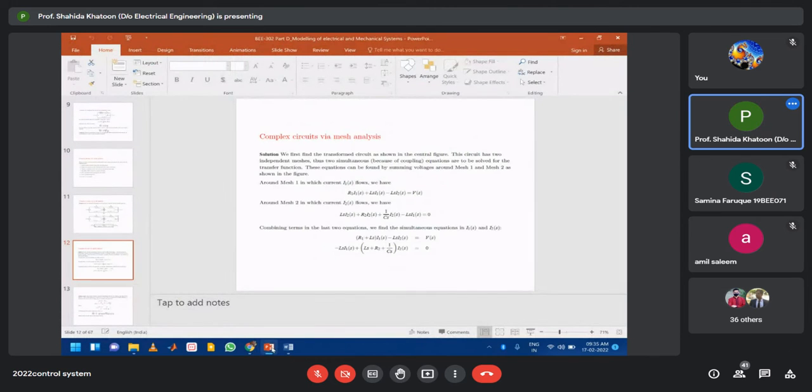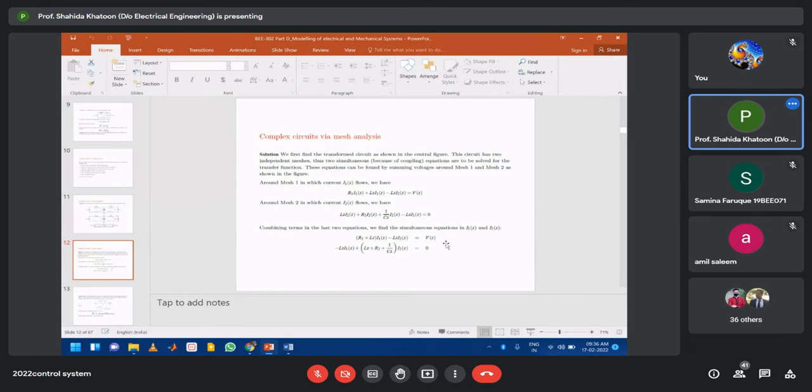Let us continue further. You can solve this by the transformed circuit, and then you have to write the equations, which can be found by summing voltages around mesh 1 and mesh 2. Around mesh 1, the KVL gives you this equation. Around mesh 2, KVL gives you this equation. Then you can combine these two as simultaneous equations in I1 and I2s.